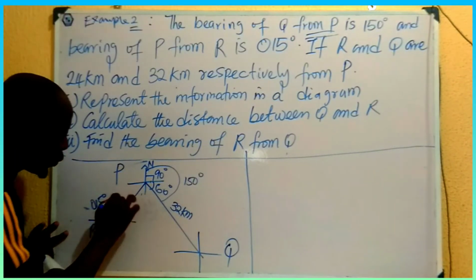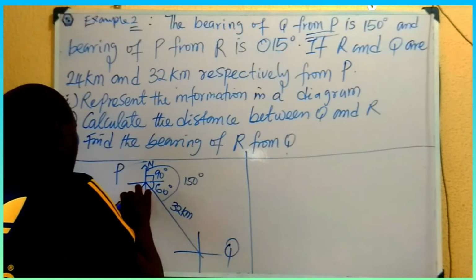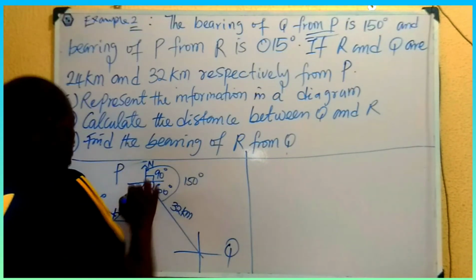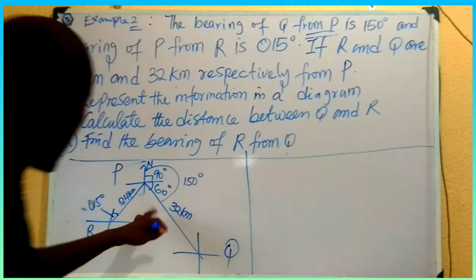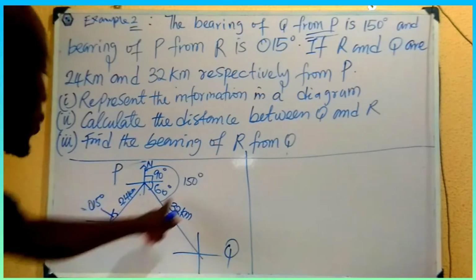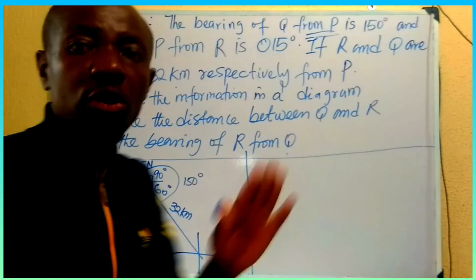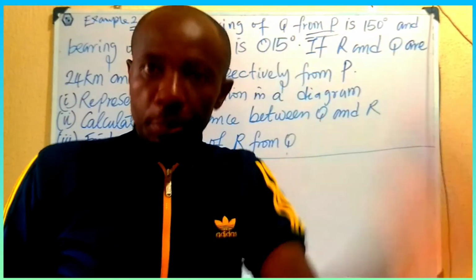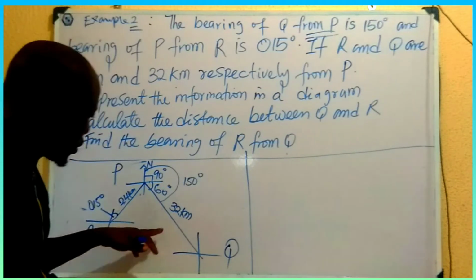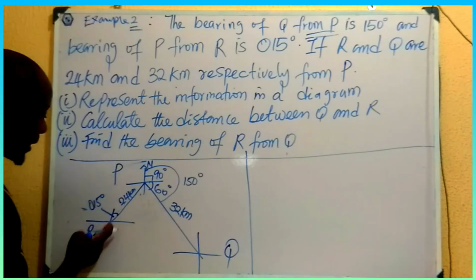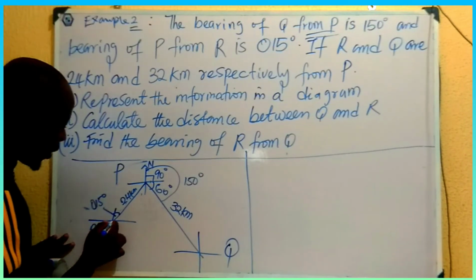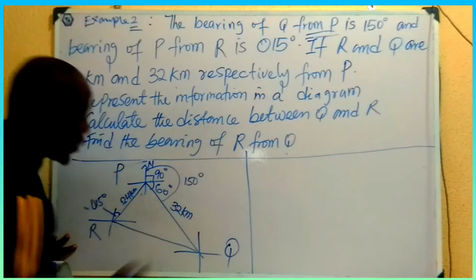Now, R is 24 kilometers away. Can you see it? You must maintain this, because if you don't do it like this, it's going to affect the position of your angles, especially when you're asked to find the bearing. So take note of the distance. You can see that this one is longer than this one, so you cannot join this point and this point.